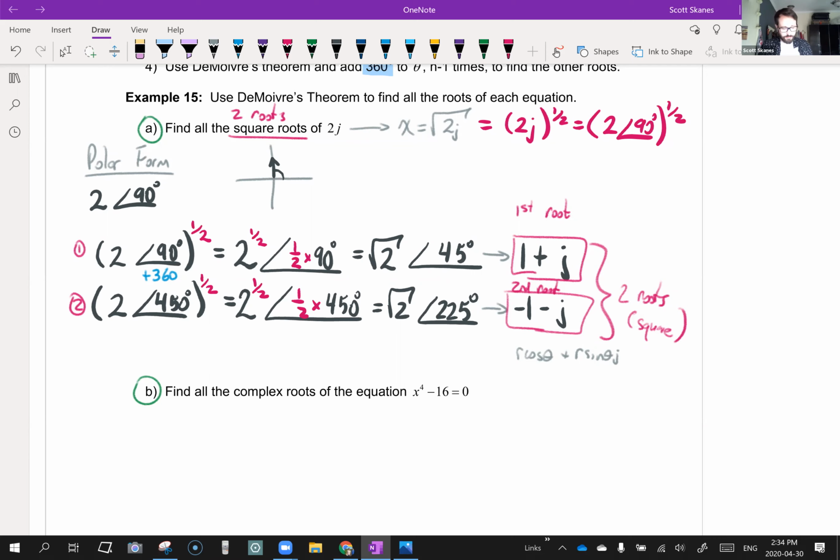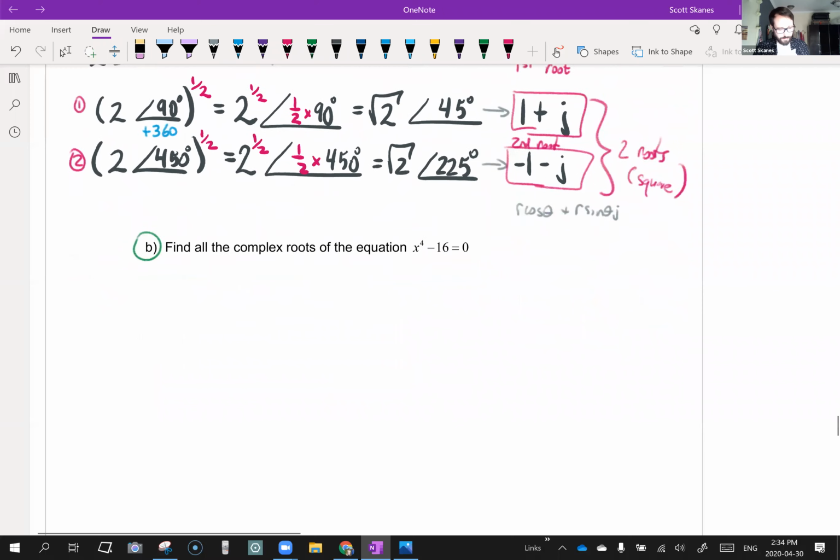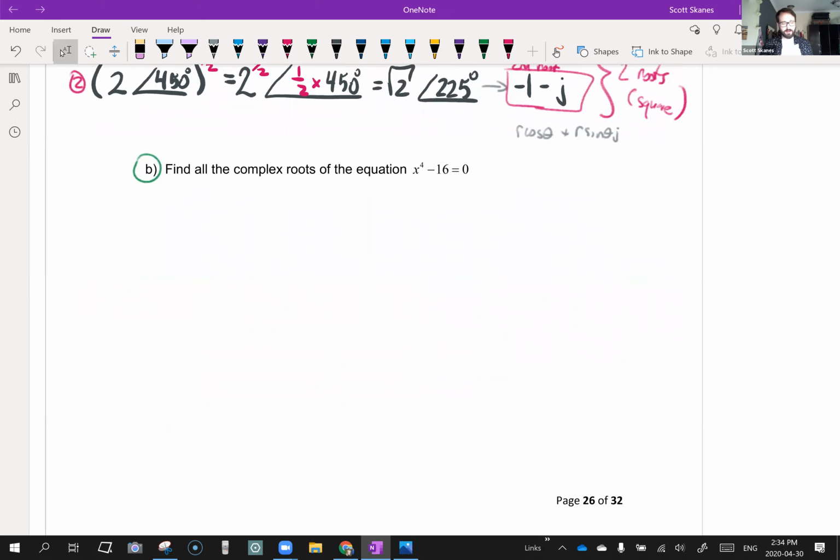Okay, so let's go ahead and try another question, assuming that I can move up the page. If you need me to move back, I will. So we need to find all complex roots of this equation. Before I start, how many roots are going to come out of this question? Four. That's exactly right. There's going to be 4 roots.